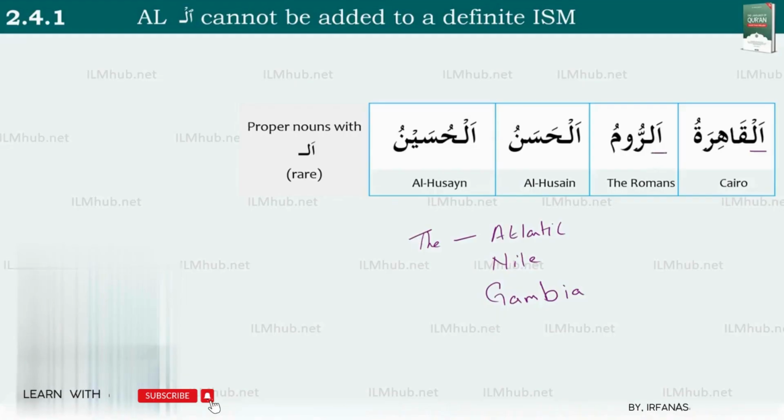Al-Hasanu, Al-Hussein, again has al in front. So these are few. There are a couple of other companions' names, may Allah be pleased with them all, where al is used. But generally speaking, al you will not add to a proper noun.